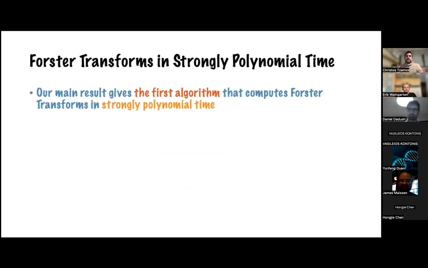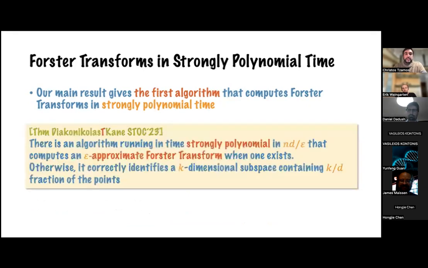So what's our main result? We present the first algorithm that can compute Forster transforms in strongly polynomial time. There is an algorithm running in time strongly polynomial in n, d, and 1/epsilon that computes an epsilon-approximate Forster transform when one exists. Otherwise, it correctly identifies a k-dimensional subspace containing a k/d fraction of the points.